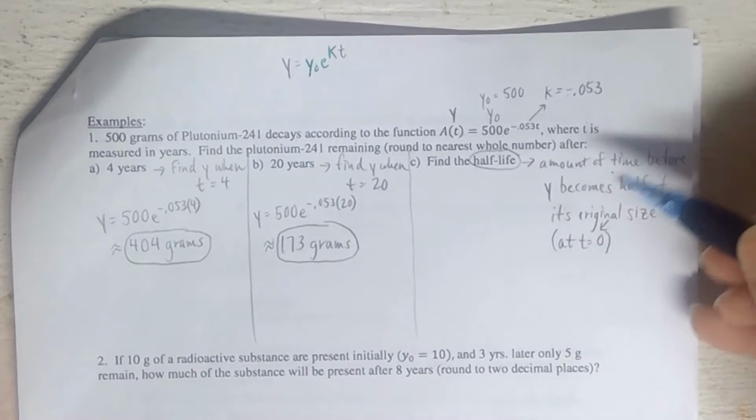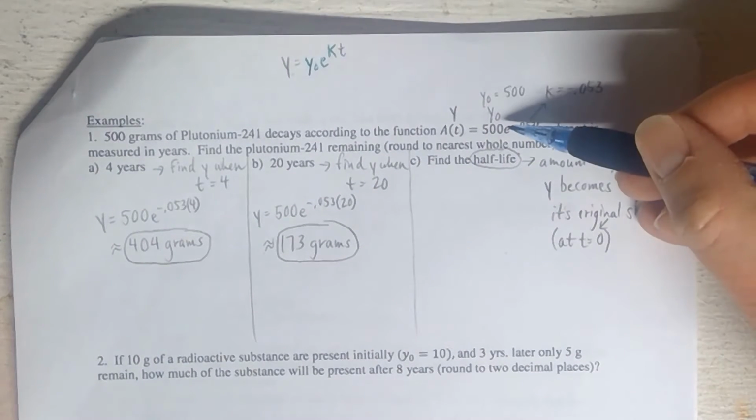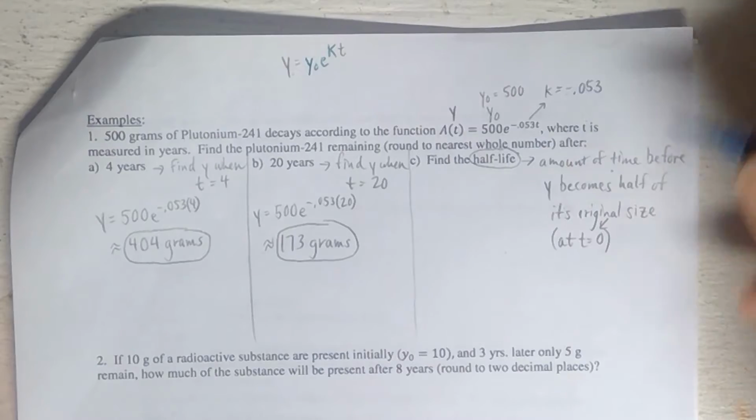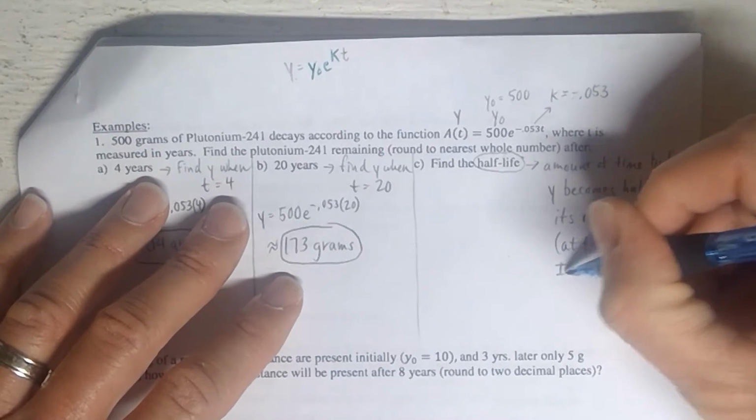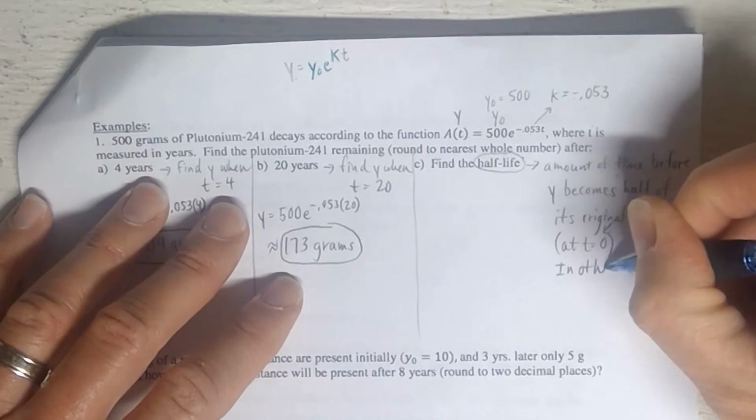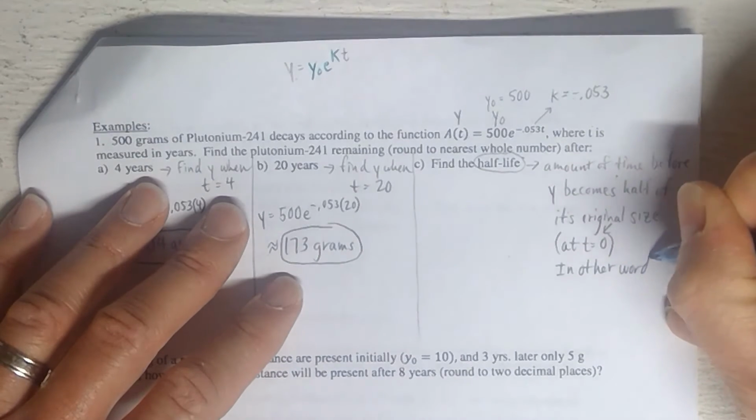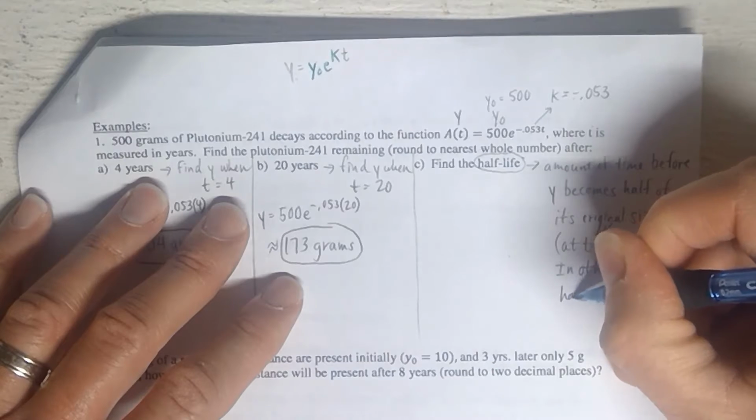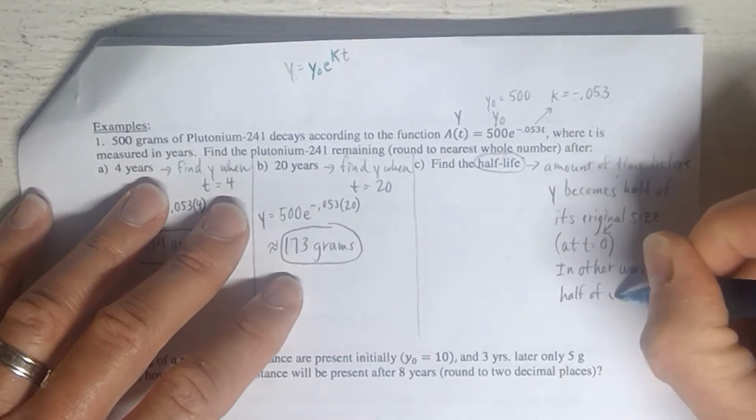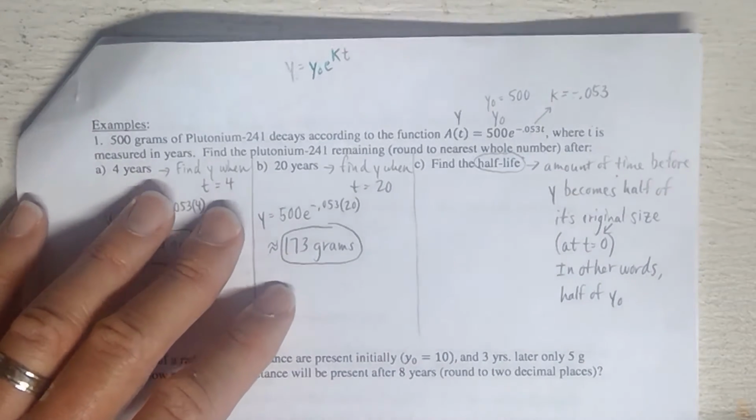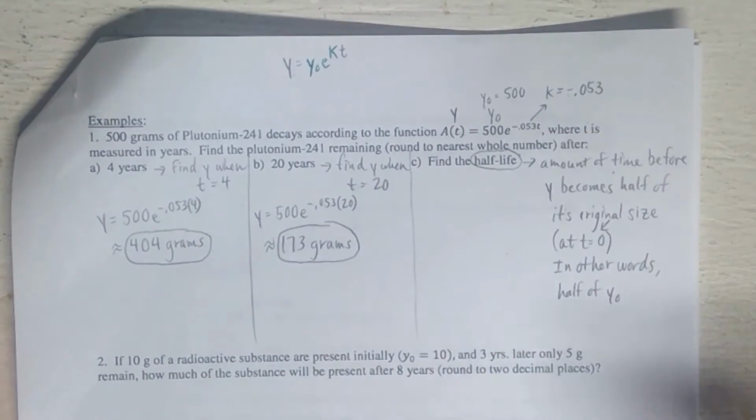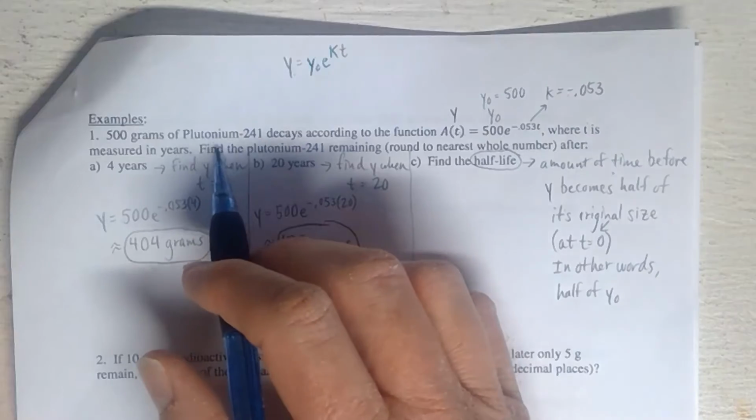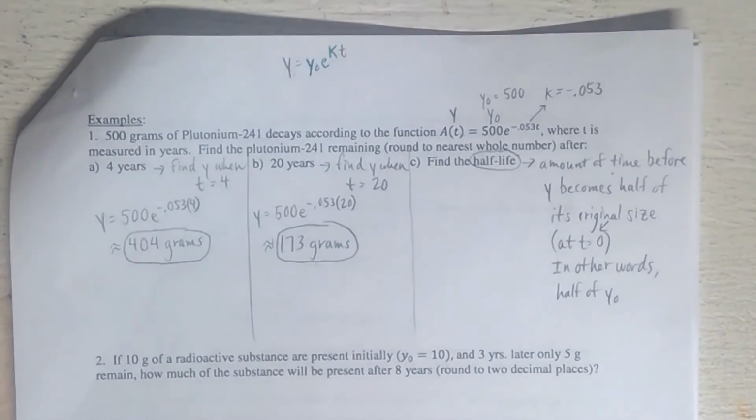That is the size at time 0 is the y naught number. And so, in other words, half of the y naught number, okay? Because you might be wondering, what do we mean by time 0? Well, it's whenever the 500 grams started decaying. That's what time 0 means, whenever it started decaying, okay?